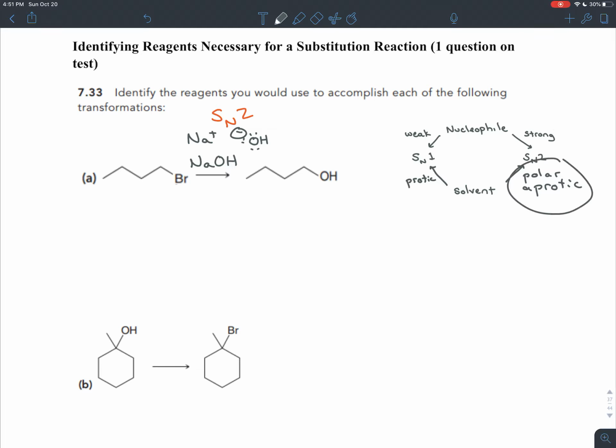And then we would just want to pick a polar aprotic solvent. There's a whole bunch to choose from. We could use acetonitrile, HMPA, DMF, DMSO. Let's use DMSO, dimethyl sulfoxide. And that's it. That's all you need. You have sodium hydroxide and dimethyl sulfoxide, and you can make this magic happen.